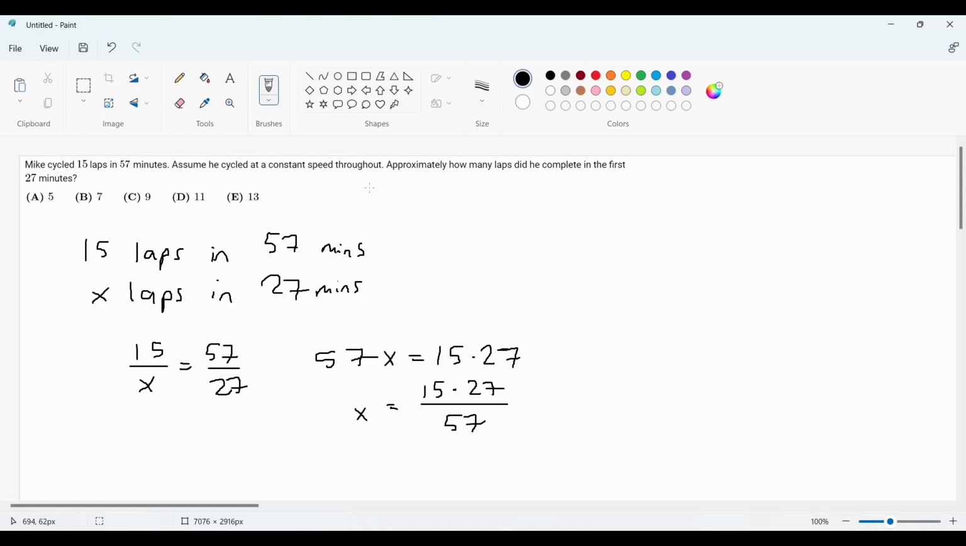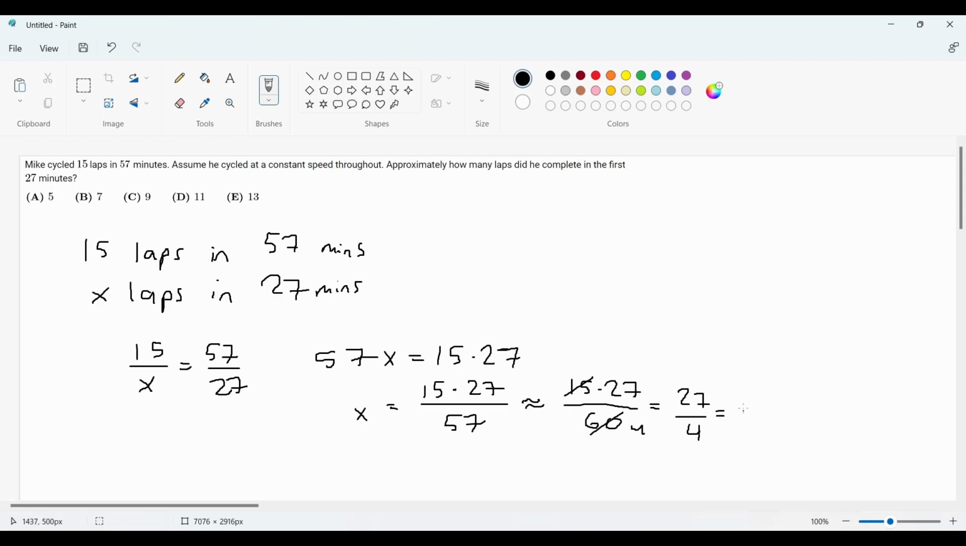Now we only need to say approximately how many laps he completed. So can we change this to be a little bit easier to simplify? Because the answers are all 2 apart, that means it doesn't need to be that good of an estimation. So I think we can safely approximate this to be 15 times 27 over 60. And that's a good choice of approximation because the 15 cancels with the 60 and this becomes 27 over 4, which is easier to compute.